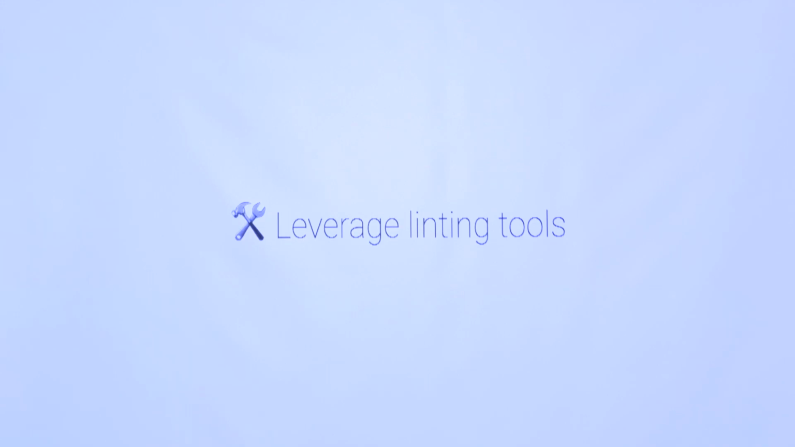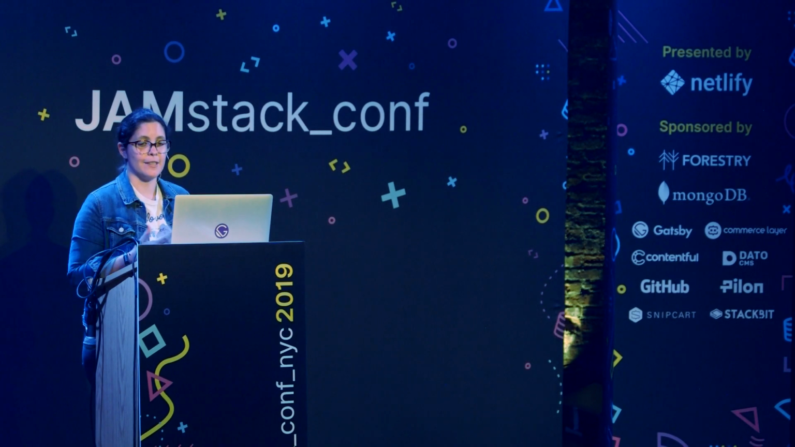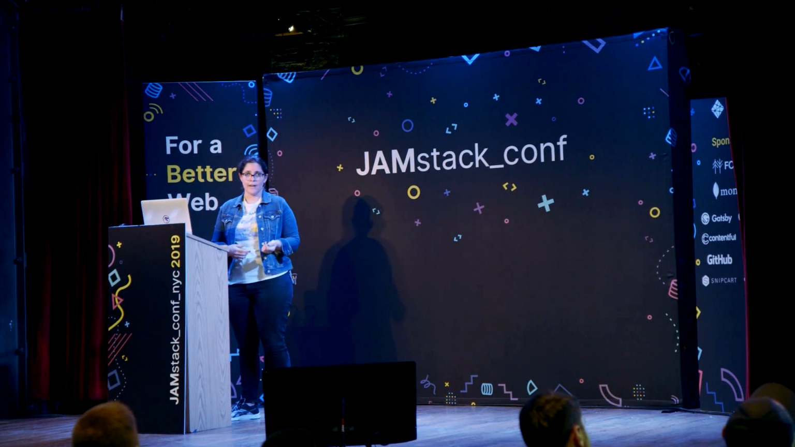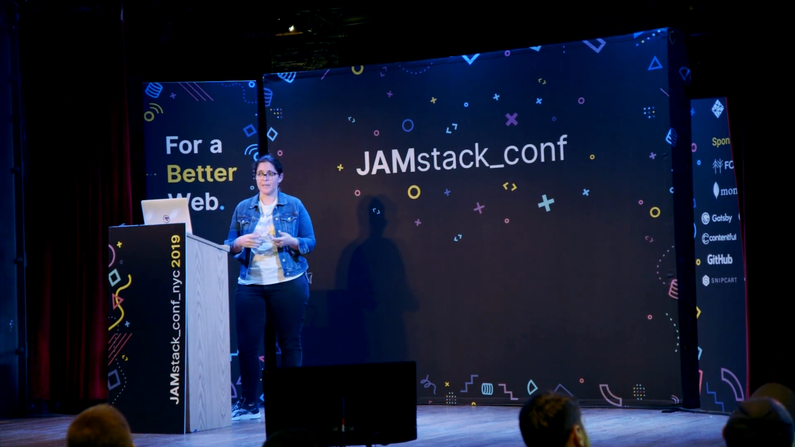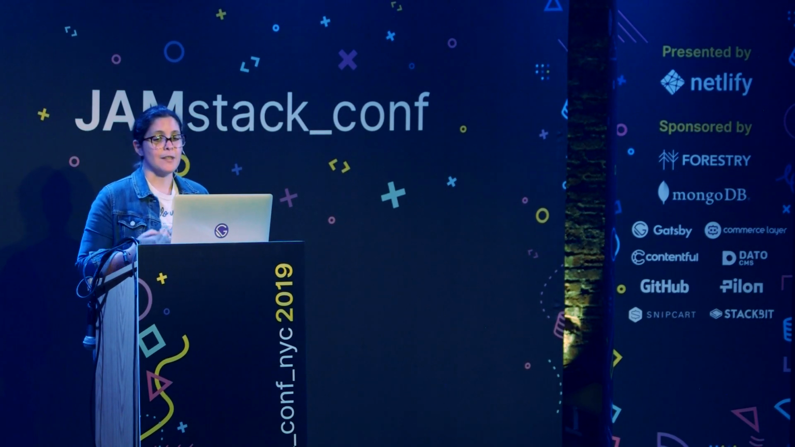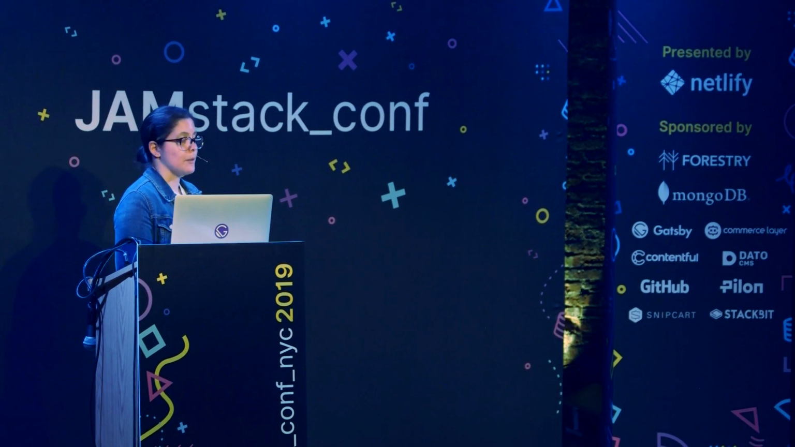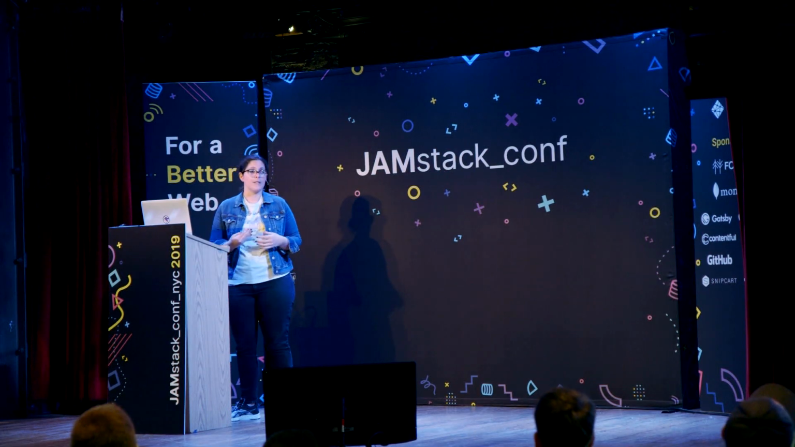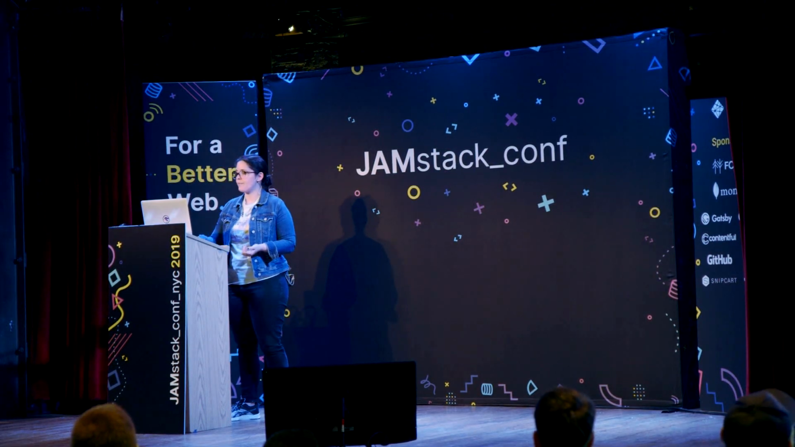Also leverage linting tools. Just like you probably use linting to guard against human error and enforce consistent code style in code bases when you're working with a team or even by yourself, you can use linting to avoid some common accessibility pitfalls, at least the ones that are programmatically identifiable.